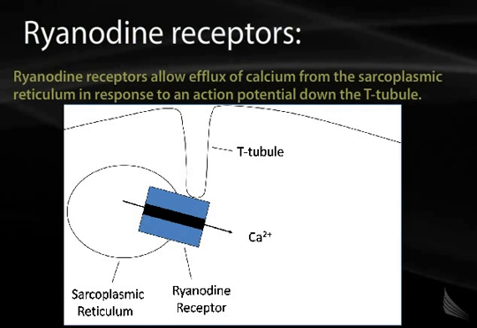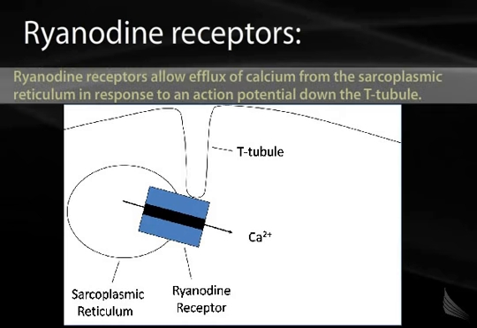So as mentioned earlier, the ryanodine receptor plays an important role in the release of calcium from the sarcoplasmic reticulum. The ryanodine receptor is a complex channel that allows the release of calcium from the sarcoplasmic reticulum into the cytosol, and its gating, the process by which it gets opened, is also complex.